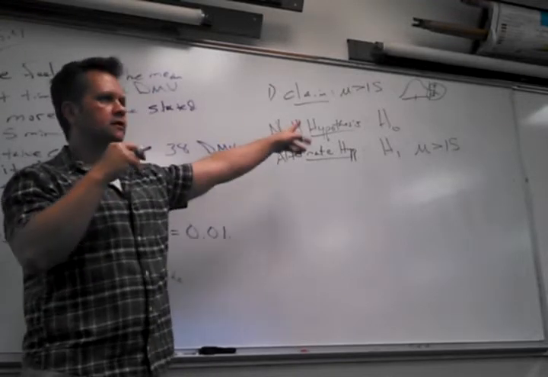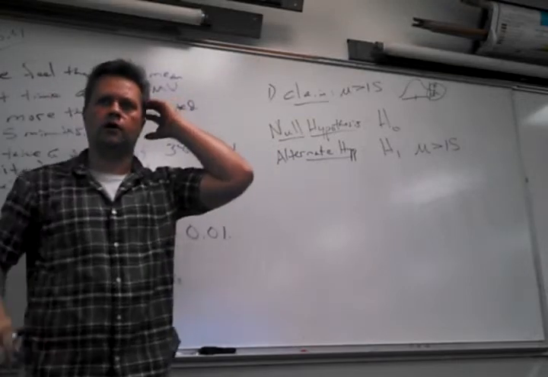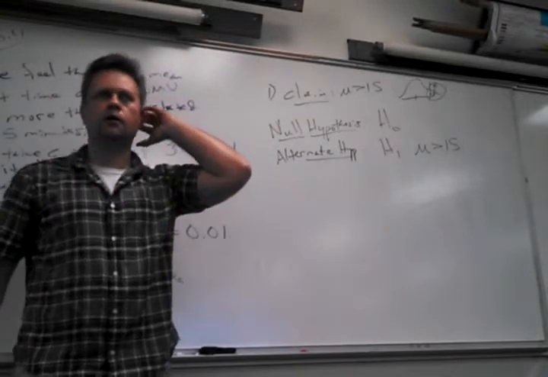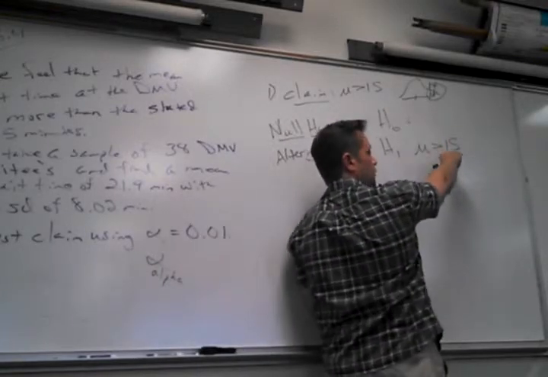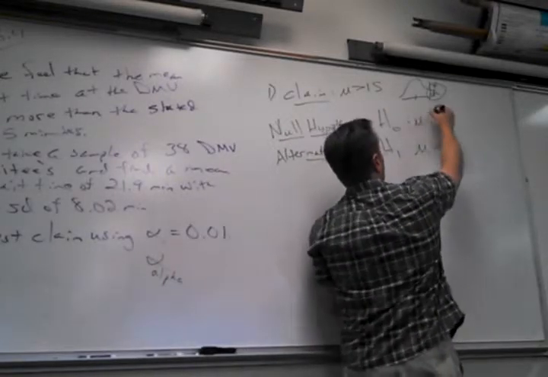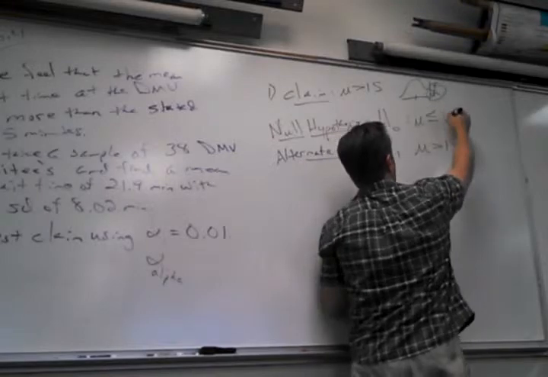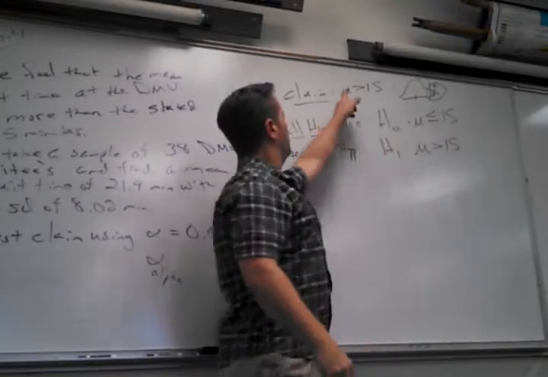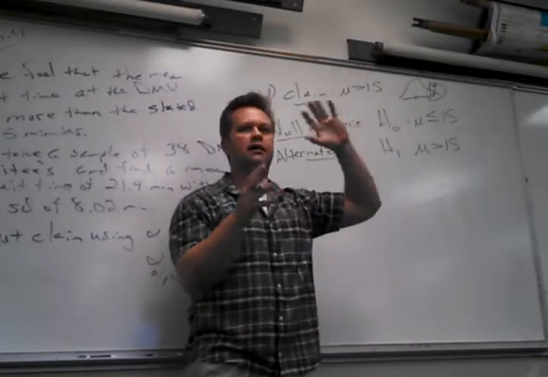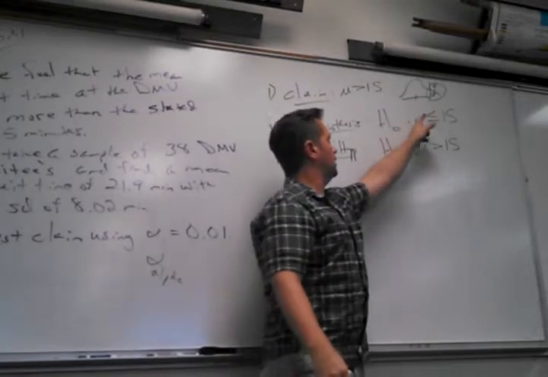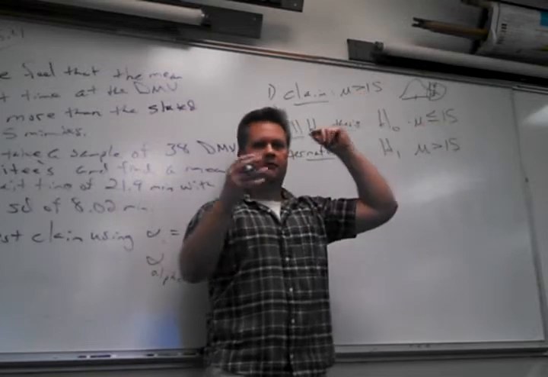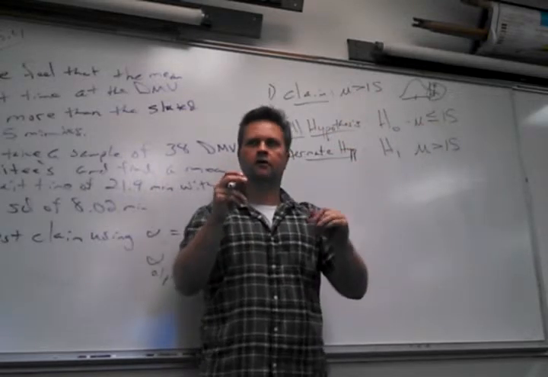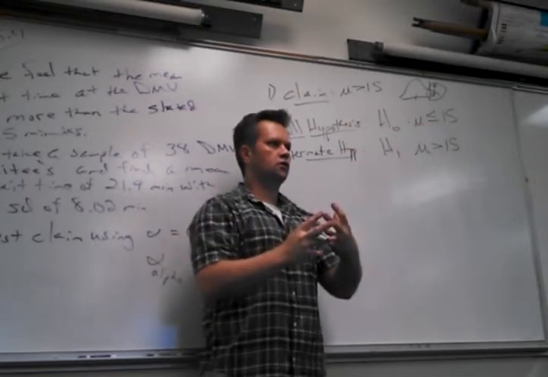I do the real opposite of that because that's the way I was taught, and I don't see any reason not to do it that way. The book just always puts an equal sign. So what's the opposite of mu greater than 15? Less than or equal to 15. So if my claim had an equal sign in it, I would have put it here because the H0 always has the equal sign. That's just the way we structure this.